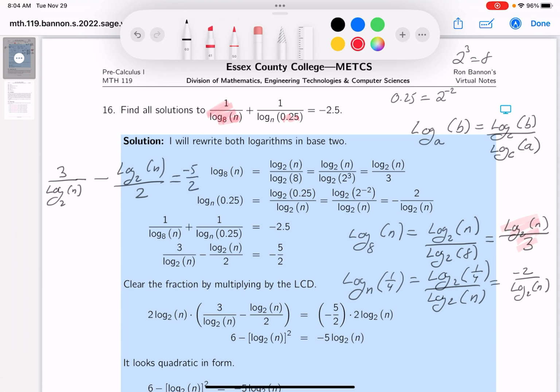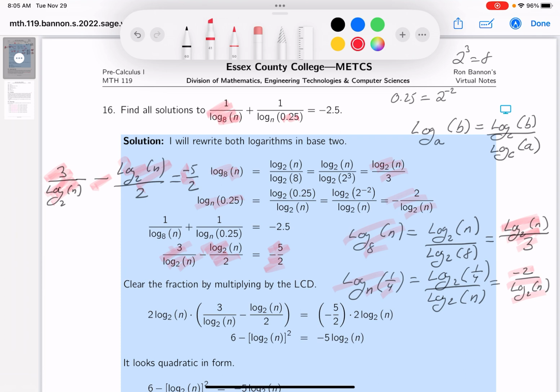All right, let me tell you what we did so far. We rewrote log base 8 as this over here, and we rewrote log base n of 0.25, again, 0.25 is 1/4, as this over here. Then I just plugged it into the equation. I got the minus sign, I got this, and I got this over here.